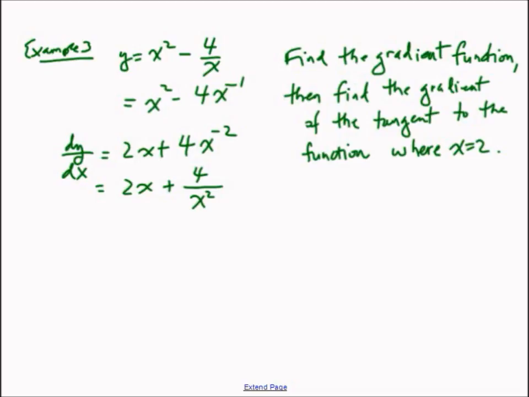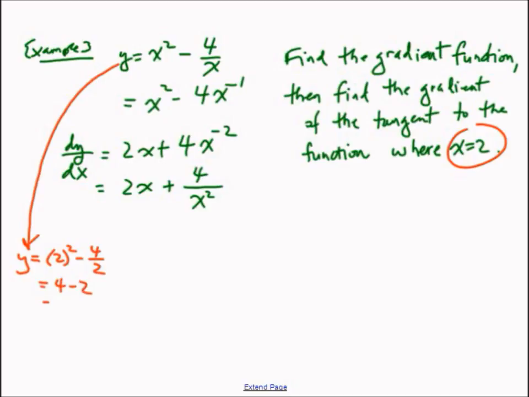Okay, we're looking at this function where x is 2. So if we think about what point that is on the graph of y equals x squared minus 4 over x, we can actually figure out what point that is by plugging the 2 in. So 2 squared minus 4 over 2, 4 minus 2, which is 2. So we're looking at the point 2, 2 on the graph y equals x squared subtract 4 over x. And we're trying to figure out what is the gradient of the tangent line at that point.